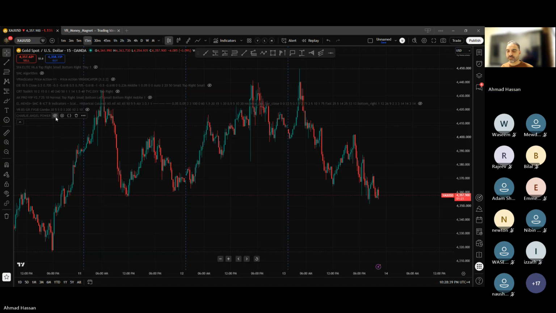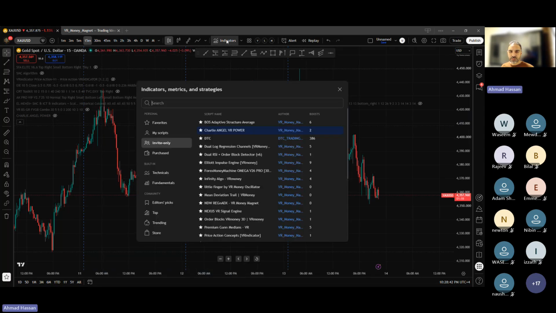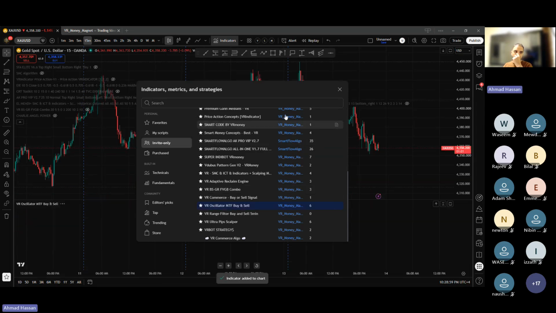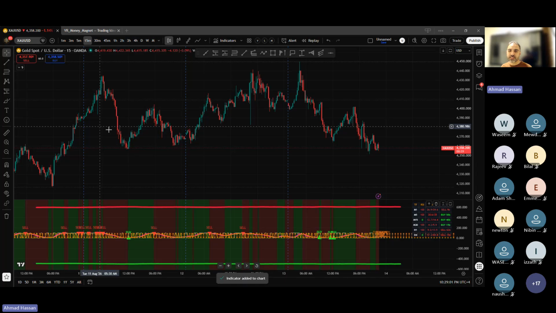Really? Okay. Let's go to the next one. This is the most important one, which everybody was asking me about. The VR oscillator. This is my favorite nowadays, I'm utilizing it. Whenever you add your VR oscillator, it will show you like this.